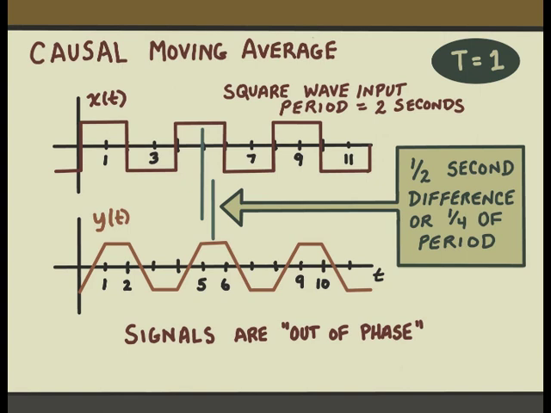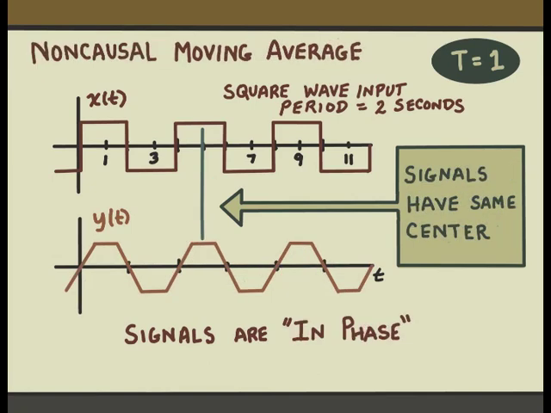A half-second difference. That is, the center of the peak of y of t differs from the center of the x of t waveform. This is referred to as out of phase. The output y of t is said to lag behind x of t. That is, x of t peaks first, and then y of t.